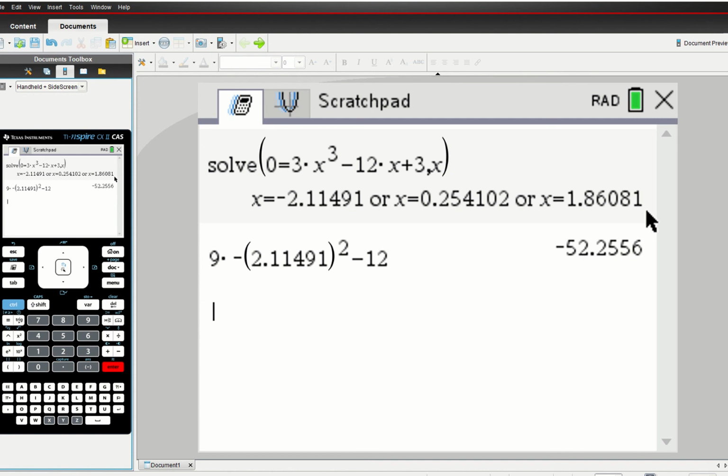Let's see. Oh, I think I did something incorrect there. Let me try that one more time. So 9 times, and then in parentheses, negative 2.11491. We want to square that, and then we want to subtract 12. All right, so we get 28.2556.